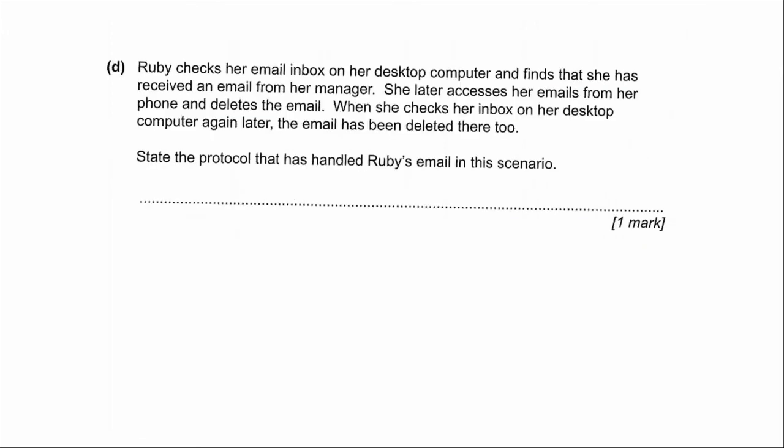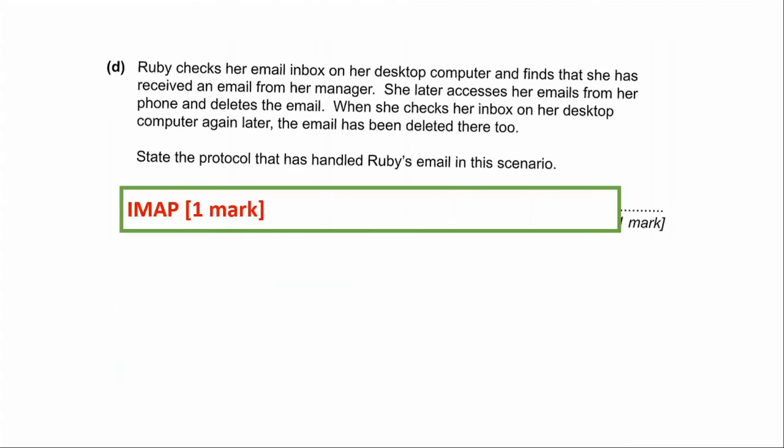So D, Ruby checks her email inbox on her desktop computer and finds that she has received an email from her manager. She later accesses her emails from her phone and deletes the email. When she checks her inbox on her desktop computer again later, the email has been deleted there. State the possible protocol that has handled Ruby's email in the scenario. So that's IMAP. So Internet Message Access Protocol.